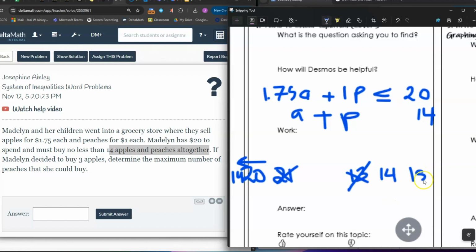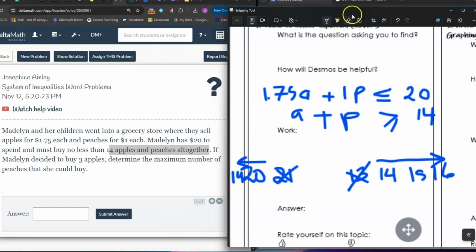So I can buy 14, but I can't buy 13. Can I buy 15? Yes. Can I buy 16? Yes. So look at my arrow. It looks like this, and can I buy 14? Yes, so I include it like that. So those are my two inequalities. You have to write the inequalities in order to solve the problem.